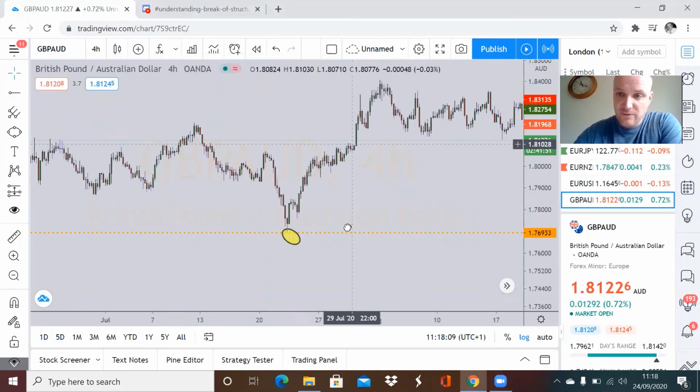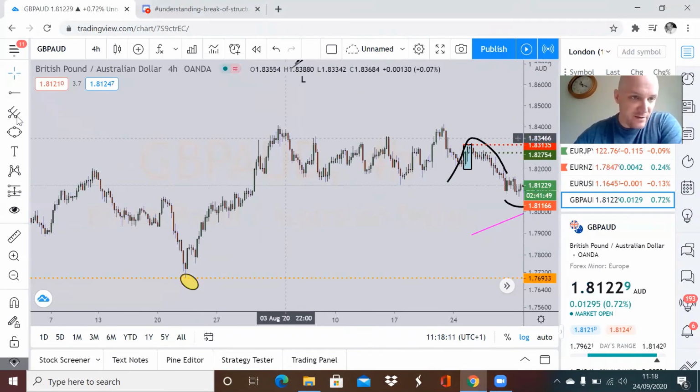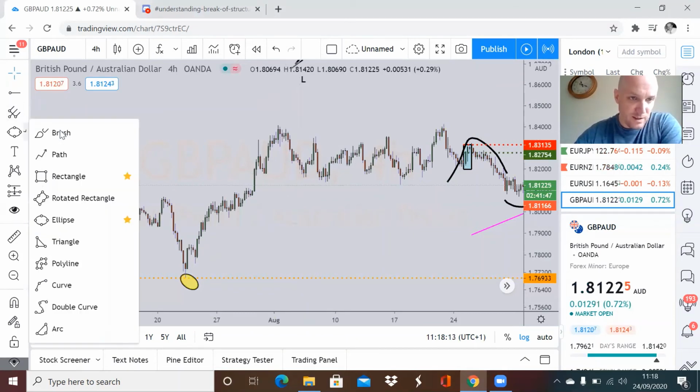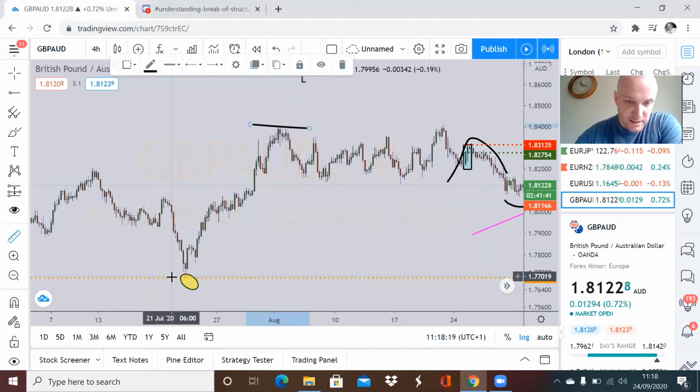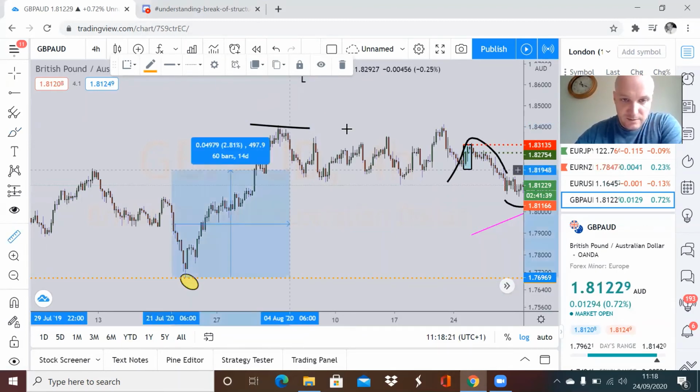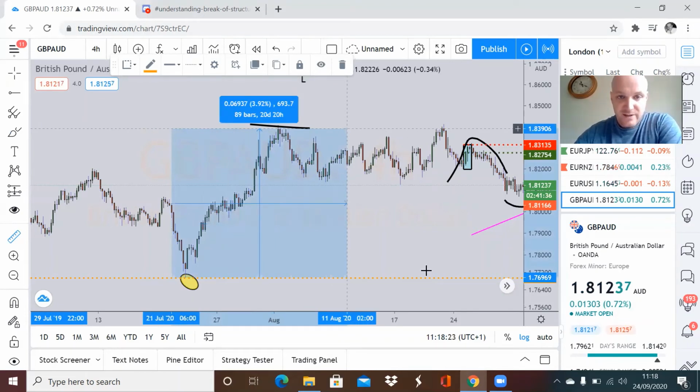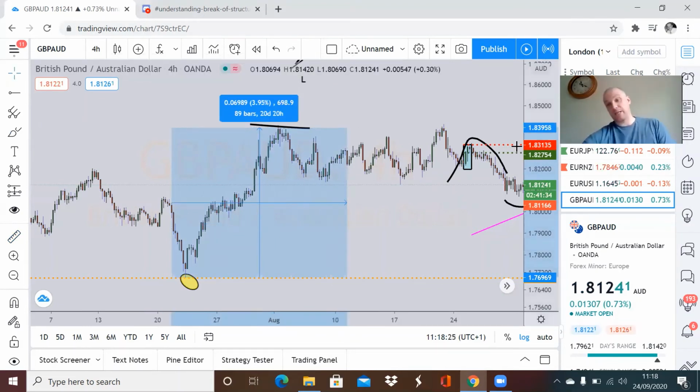Now this here, let's just take a look. Even if we took it to this area here, okay, let's see how many pips that would have given us. Again, there would have been no drawdown. Nearly 700 pips, guys. Okay. Nearly 700 pips. Now, this technique is very powerful.